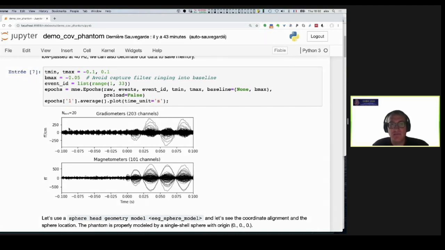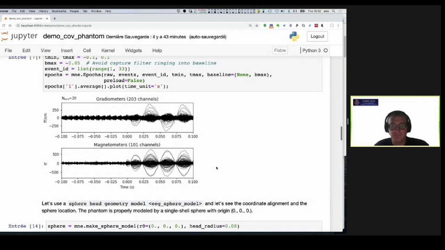And here you see that during baseline, so before 0, your signals are rather flat, which is good. And then at time equals 0, your phantom starts to oscillate. And you see that it takes a bit of time to ramp up, and then it stabilizes to make these regular sinusoidal patterns up to 100 milliseconds.